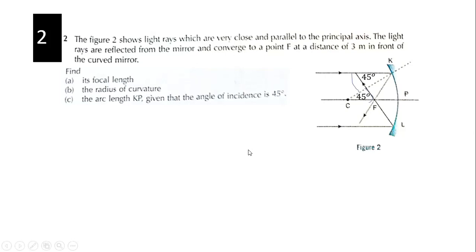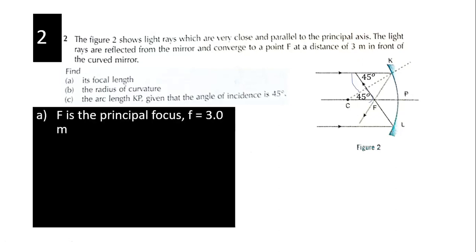So you should be able to read 3 straight away. What is the value of focal length? It's 3 meter. F is the principal focus or focal point. So your focal length is F equals 3 meter. What is the radius of curvature? 1.5 meter.